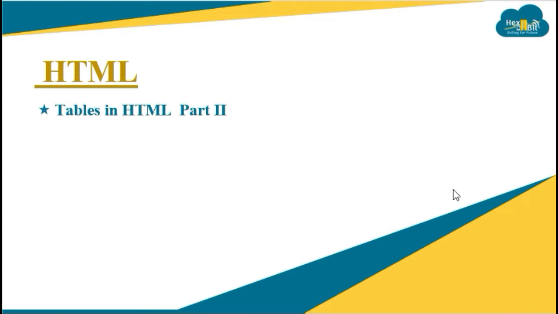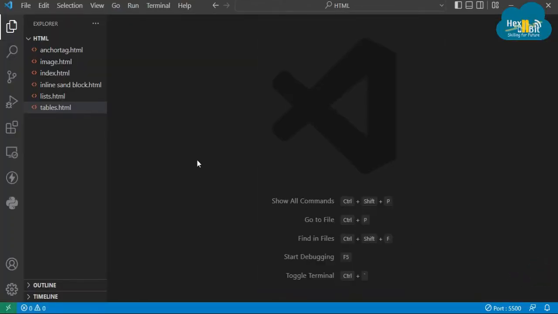हेलो एवरीवन, this is the second part of table tag. इस वीडियो में हम सीखेंगे कि cell padding, cell spacing, row span और col span क्या होता है। ओके, तो शुरू करते हैं। So we are in this VS Code.